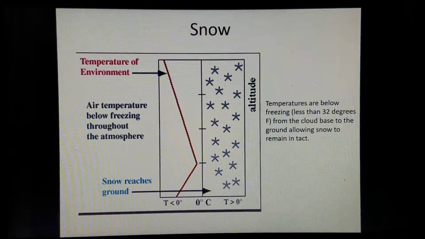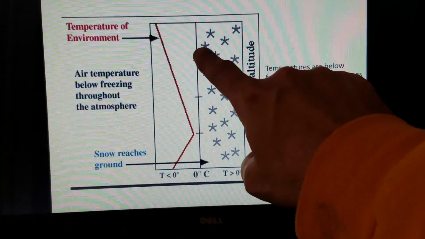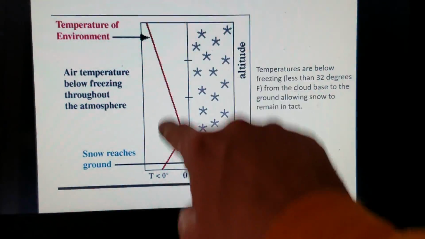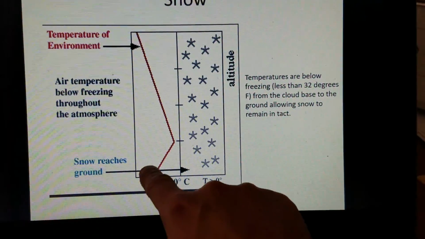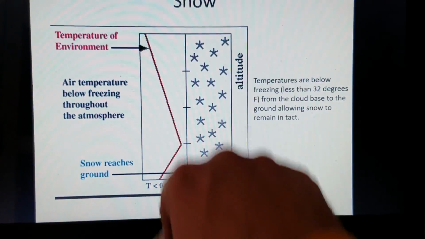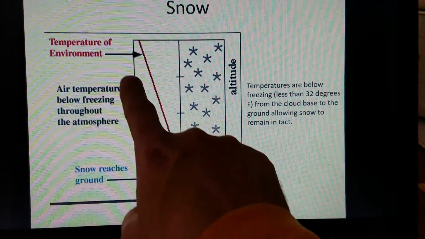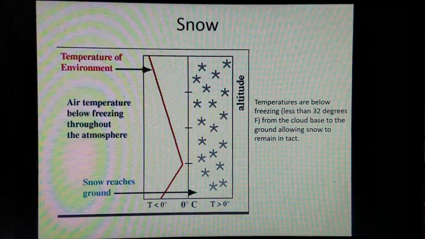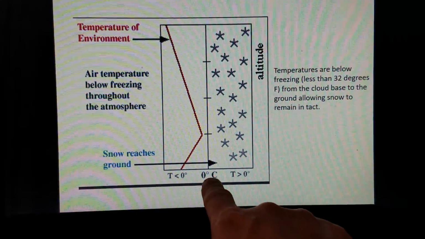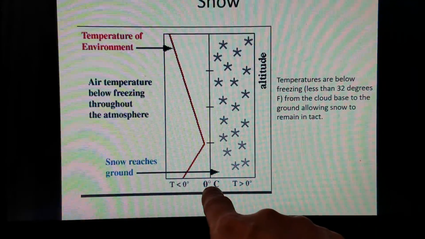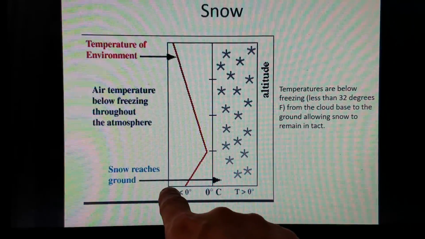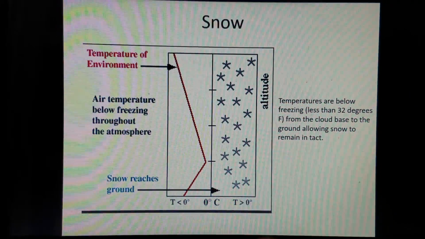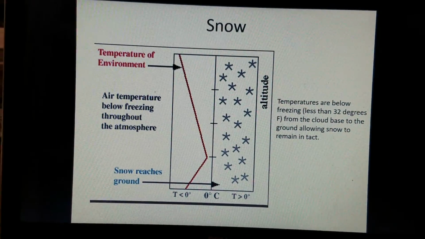All right, so what I have here in this diagram is basically a vertical temperature profile from the surface all the way up into the upper atmosphere. The red line represents the temperature of the environment. And then the scale on the bottom tells you whether we're below freezing, less than zero, or to the right, we're above freezing. Okay, so let's take a look to see what's happening here.